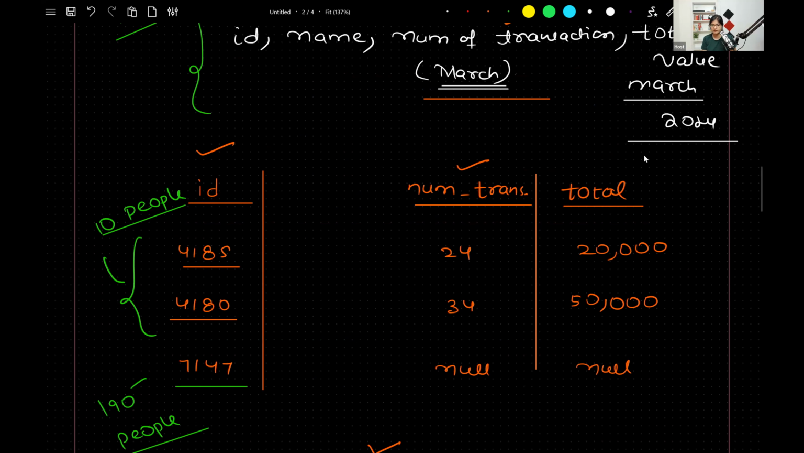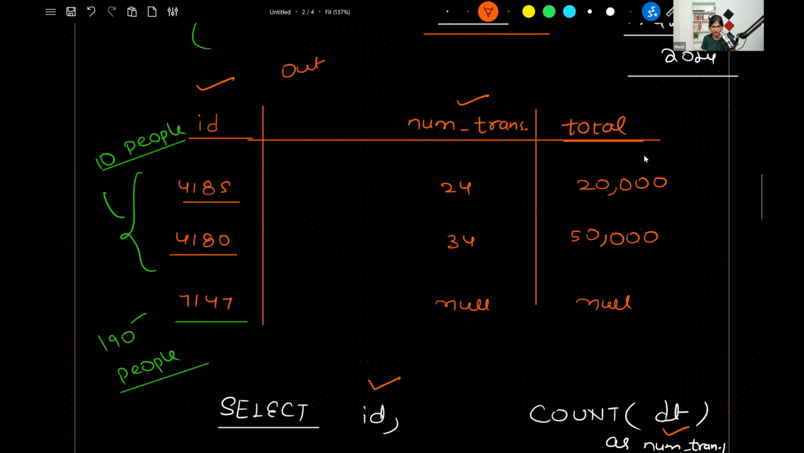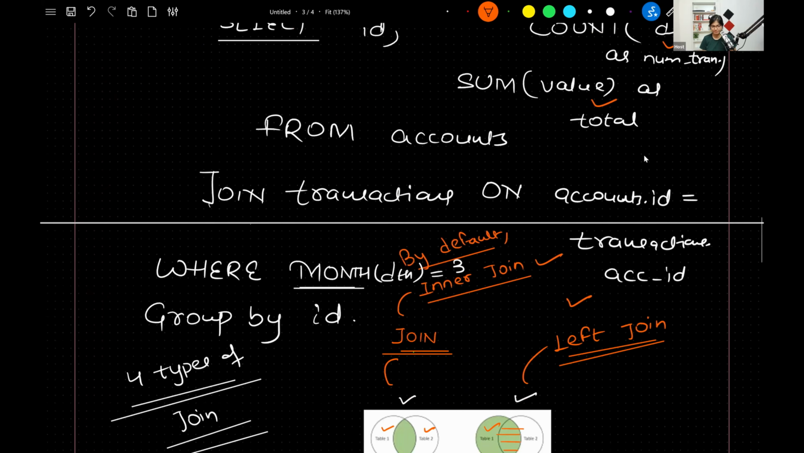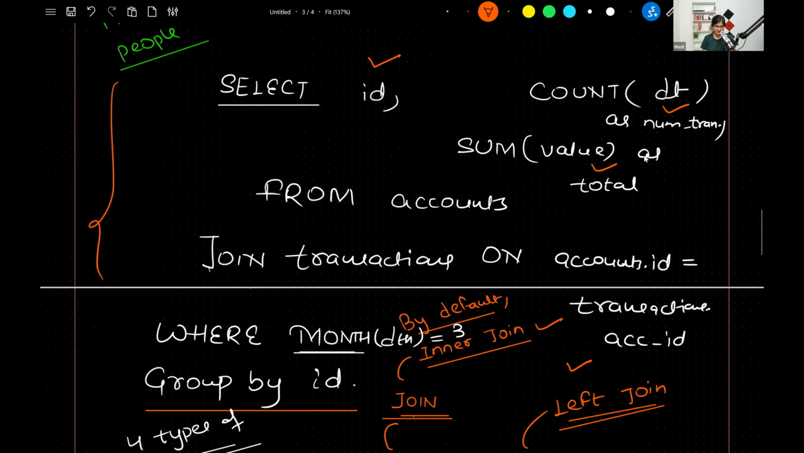Only 3 things were there. So I just referred to the problem again and rectified things. Only 3 things are expected as output from me: ID, number of transactions, and the total value. So group by ID. That's the correct answer, and that is what I gave to them. So it's easy, it's not difficult. It's just that we need to have a good knowledge of joins.